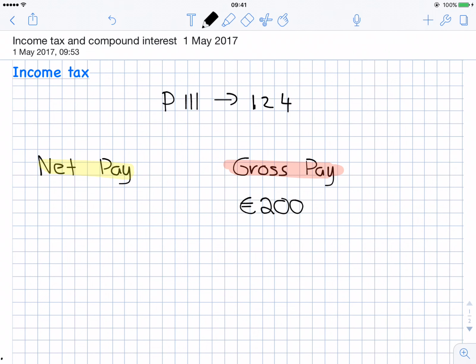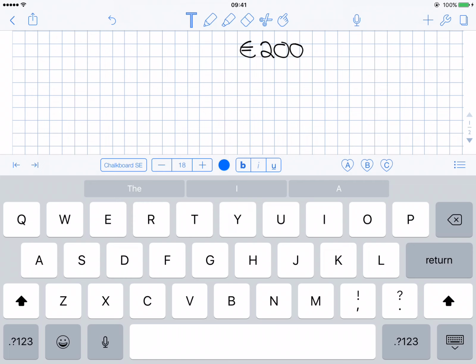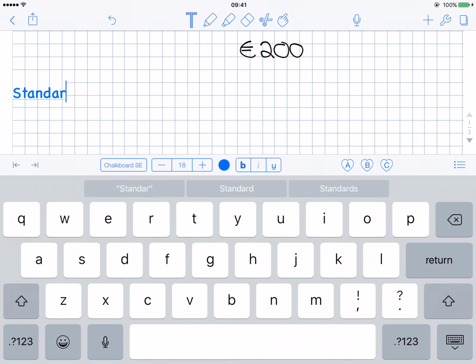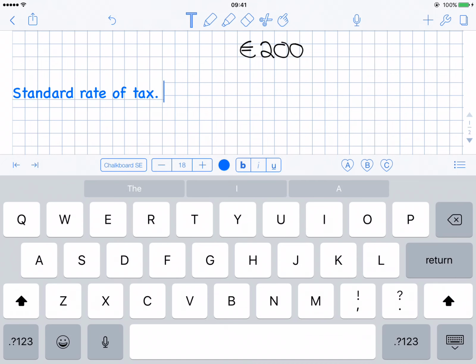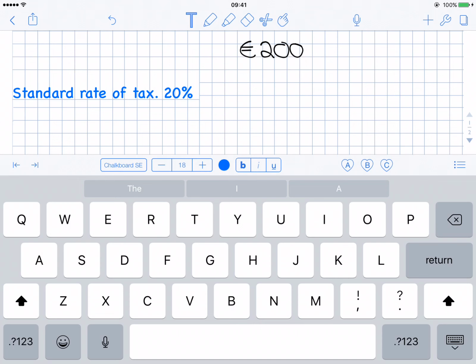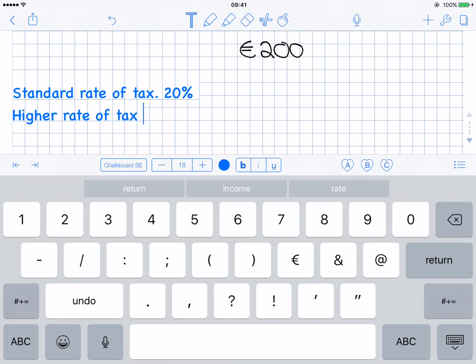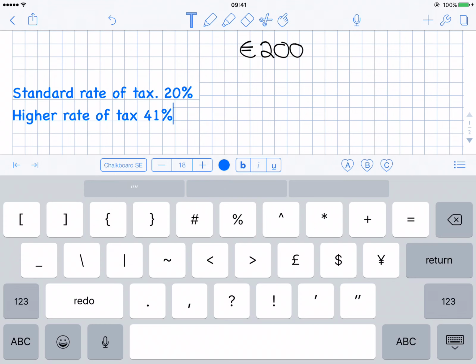So just a few terms that we're going to use here in this section. I'll just type a few of them out just so you can see. There's what's called the standard rate of tax, and that's basically the amount of your earnings that's ready for 20% tax. So the standard rate of tax is generally 20%. And then there's what's known as the higher rate of tax, and that's generally 41 or 42%. The question will tell you whichever one it is you have to use. So higher rate of tax is 41%.